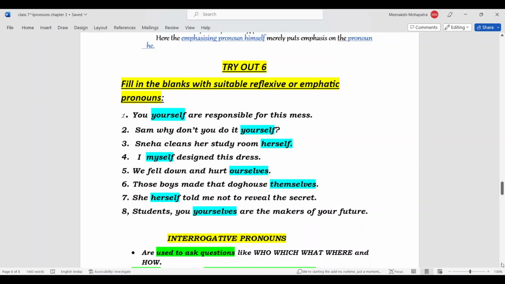Number 7, she herself told me not to reveal the secret. Why herself? Because she is feminine, so she becomes herself. Number 8, students, you yourselves are the makers of your future.